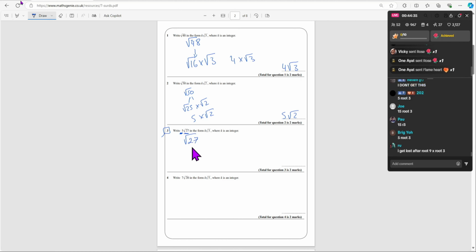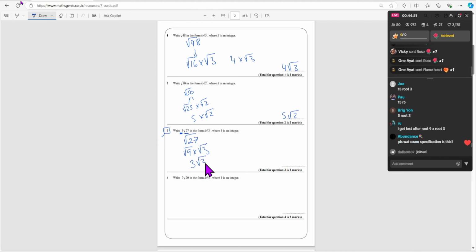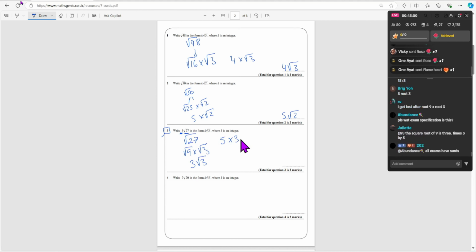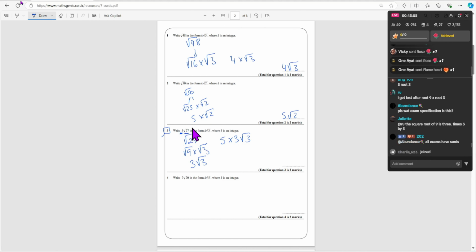The square root of 27 we can simplify to the square root of 9 times the square root of 3. 9 times 3 is 27. Now we know that we can do the square root of 9. The square root of 9 is 3, right? So we can write this as 3 root 3. Effectively, we are not going to forget about this 5, so we're going to write this as 5 times 3 root 3. Whenever there's a surd and a number together, it just means multiplication, okay?